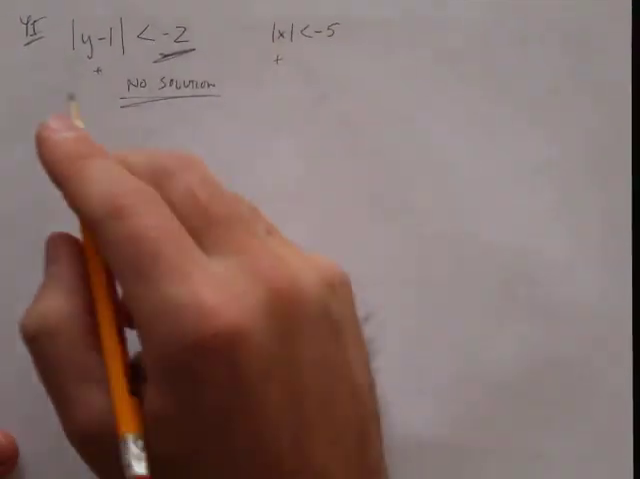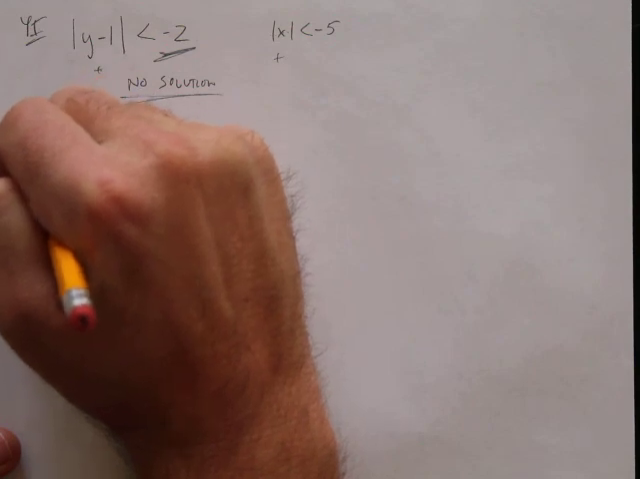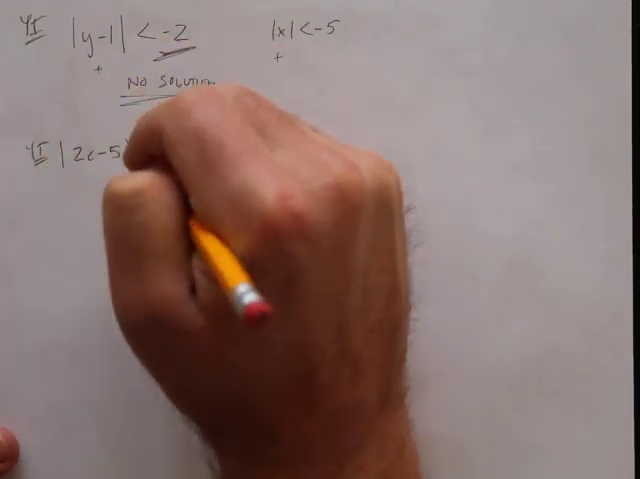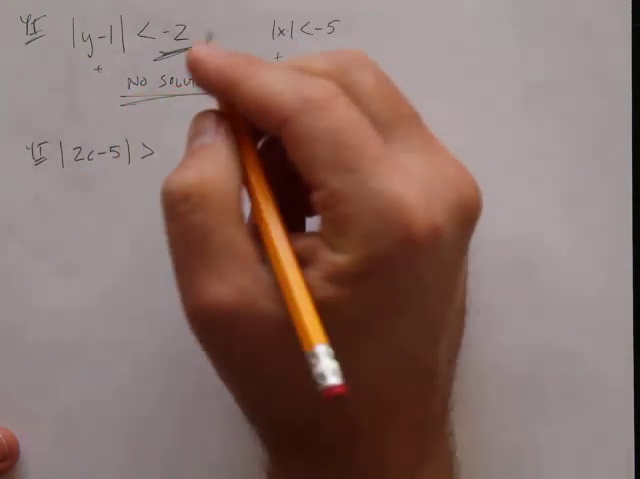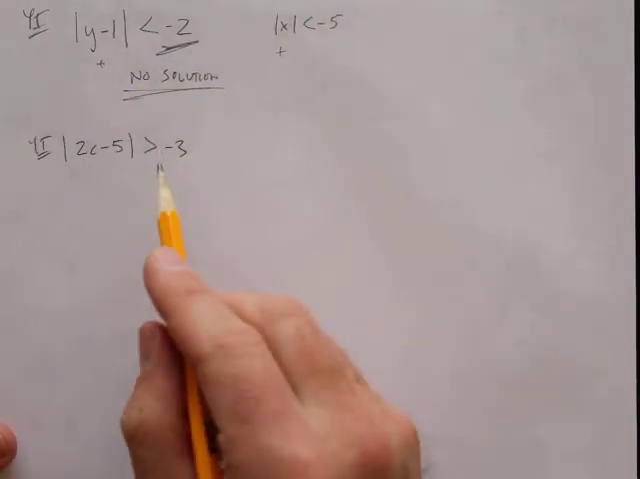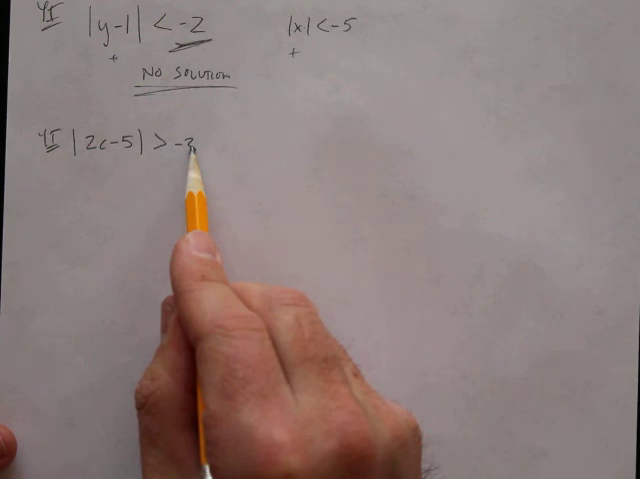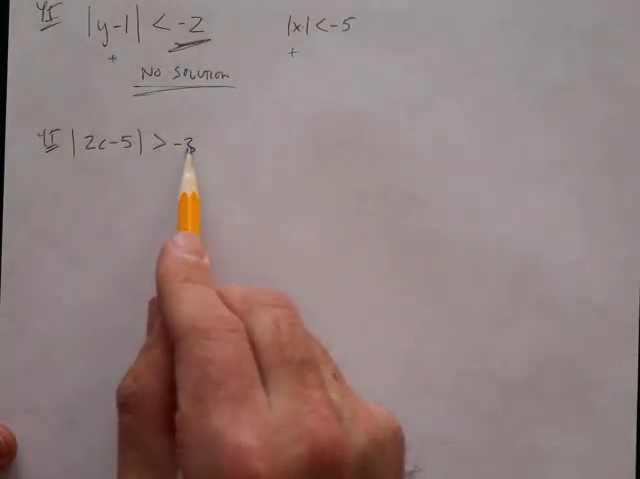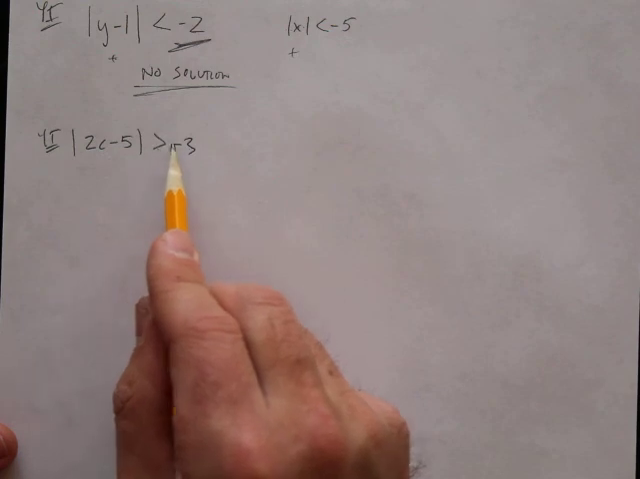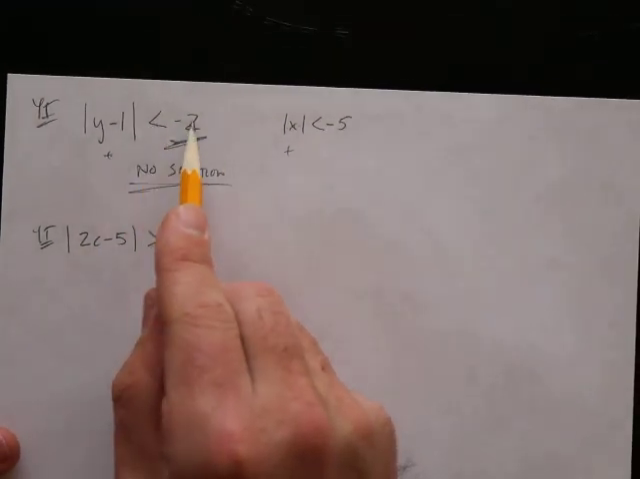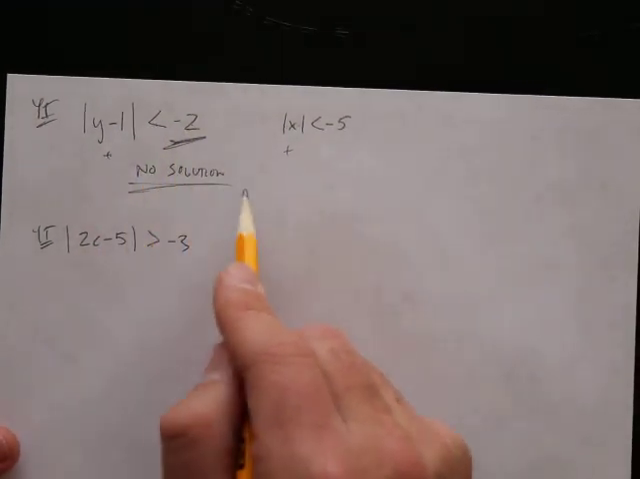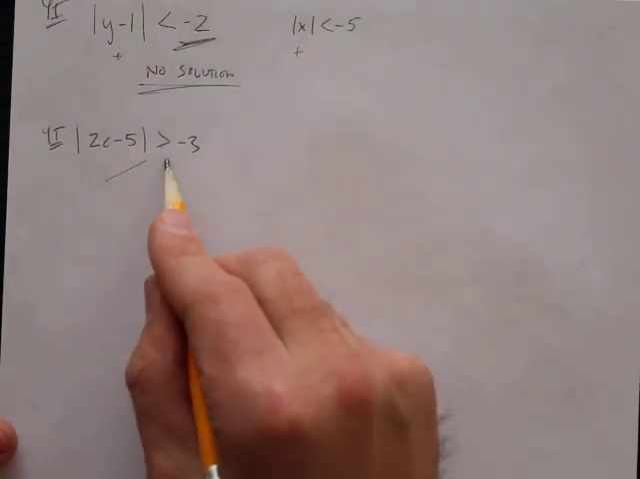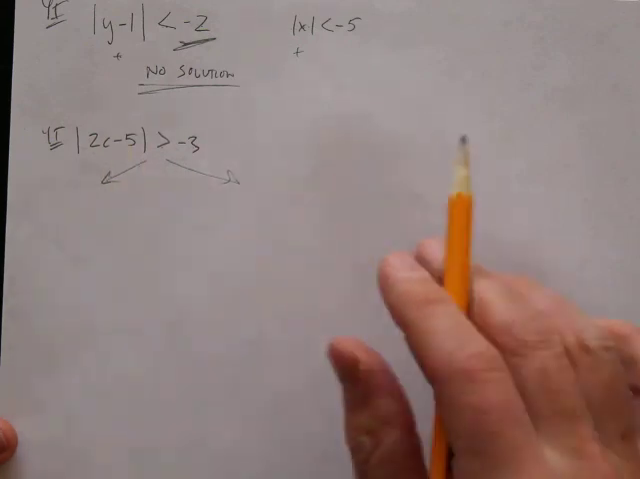All right, let's look at another one. Absolute value of 2c minus 5 is greater than negative 3. So notice I have this negative 3 here, but this is greater than negative 3. So that means this is okay. I can still do this one. If it's less than a negative number, then I can't do it. No solution. Okay, split this up into two inequalities. You try. Go.